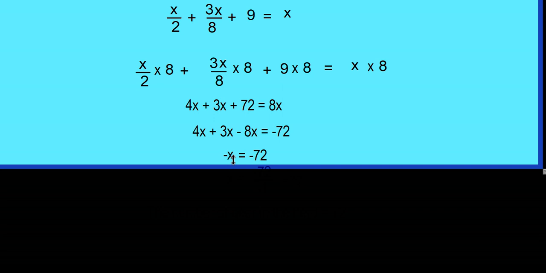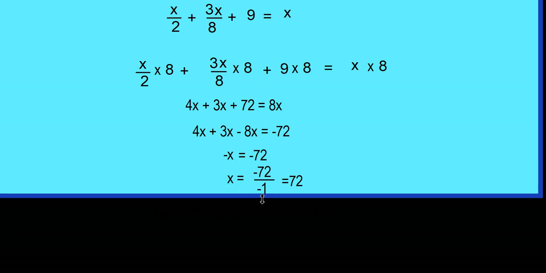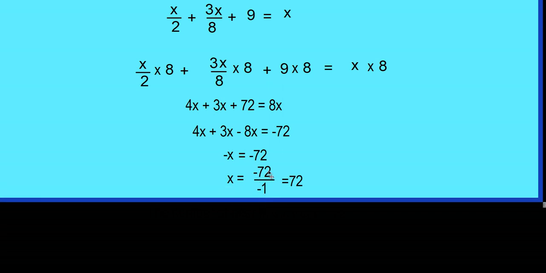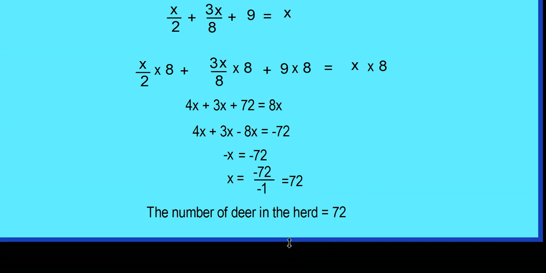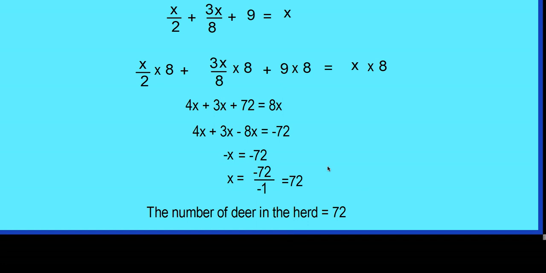But what is negative x? Negative x is equal to negative 1 into x. So negative 1 into x, negative 1 you transpose to the other side, it will become divided by negative 1. So we can write x is equal to negative 72 by negative 1, which is equal to 72. So the number of deer in the herd is equal to 72. This is the conclusion.